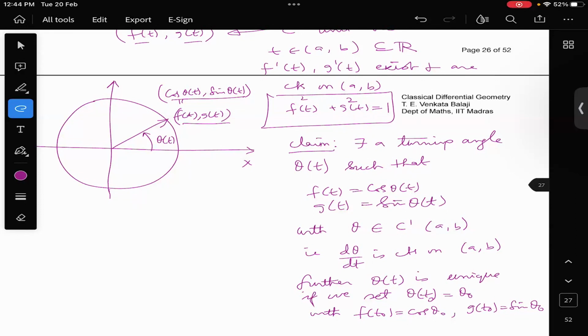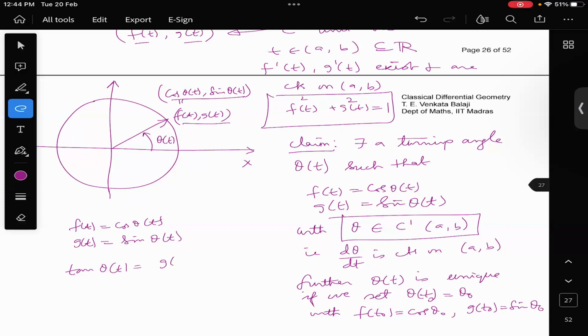You want to show that the derivative of theta exists. Suppose the derivative of theta exists. Let us do a back calculation. Then how will you find that? You have f of t equal to cos theta t, g of t equal to, let us say, sin theta t. Differentiate it, or if you want, for that matter, you divide, and you will get tan of theta t equal to g t by f t.